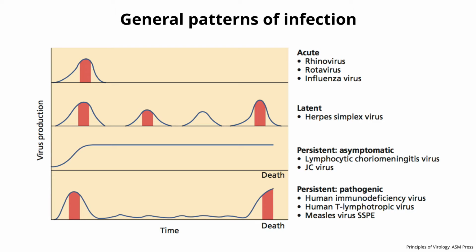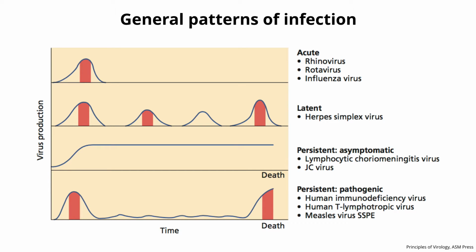So you can see the top line is an example of an acute infection where there is a rapid rise in virus production accompanied by disease of some sort, and then the infection is resolved, and that's the end of it. That's the definition of acute infection. It comes and goes in a finite amount of time, and examples include rhinoviruses, rotaviruses, influenza viruses.